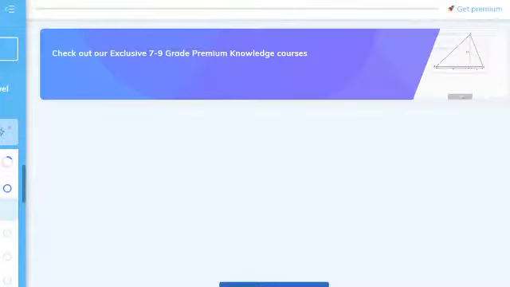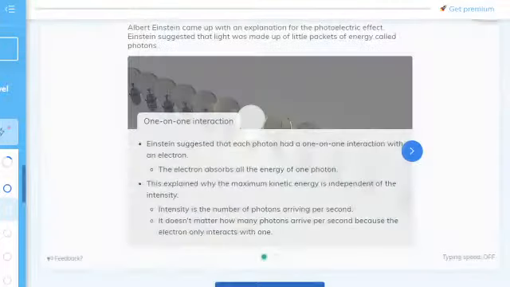So, now there is an explanation. Einstein came up with an explanation of the photoelectric effect. He suggested that waves were made out of little packets of energy called photons. Each photon had one-to-one interactions with electrons. The electrons would absorb all the energy of one photon.